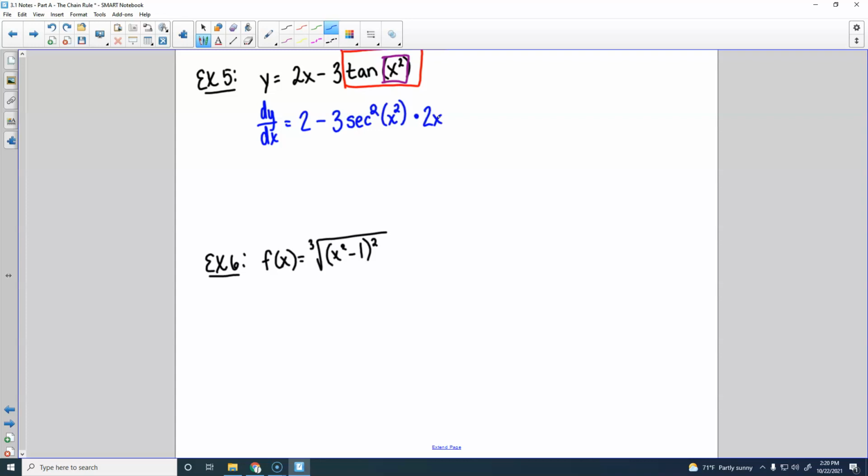Now when you combine this, the 2x cannot go with the 2 because it is separated by that minus sign. All of this stuff right here is multiplied: 3 times secant squared of x squared times 2x. So you can put the 3 and the 2x together. You'll have 2 minus 6x secant squared of x squared. And that's as far as you can go.